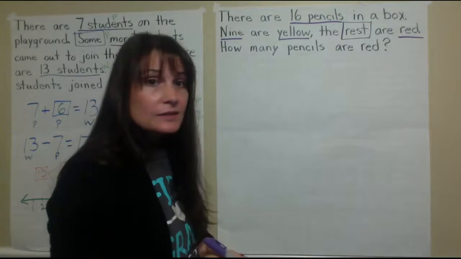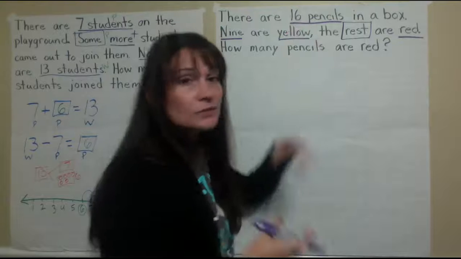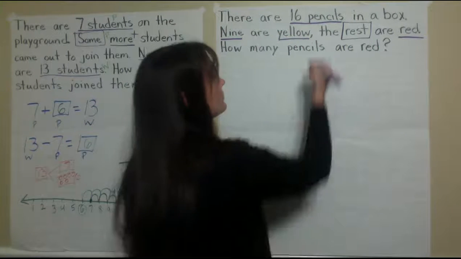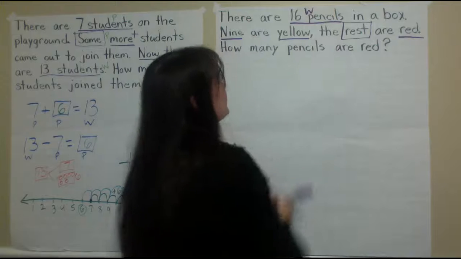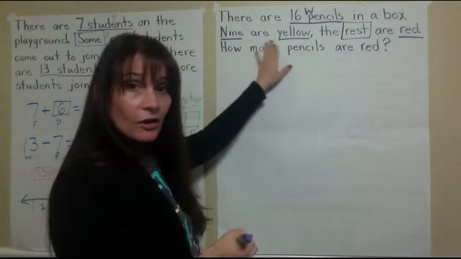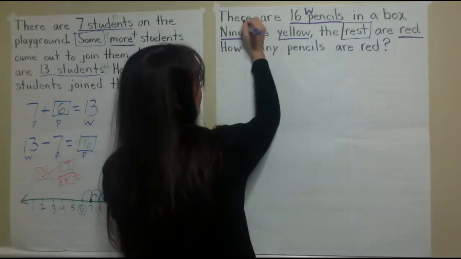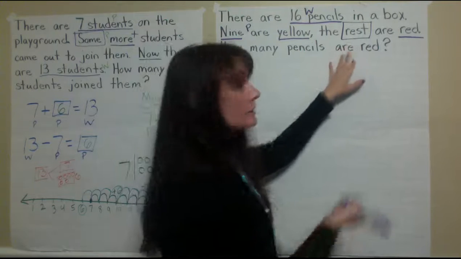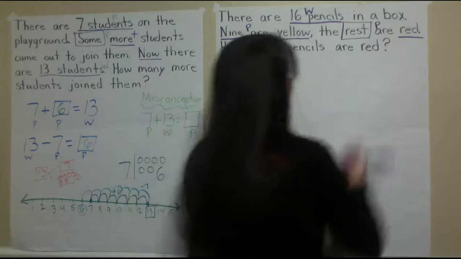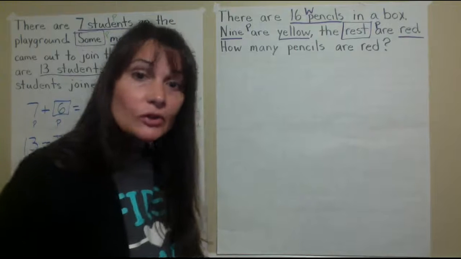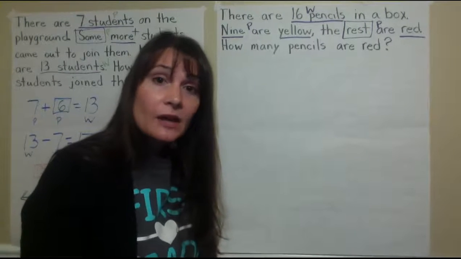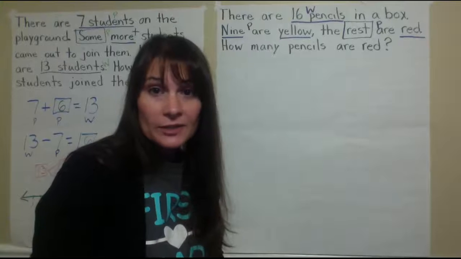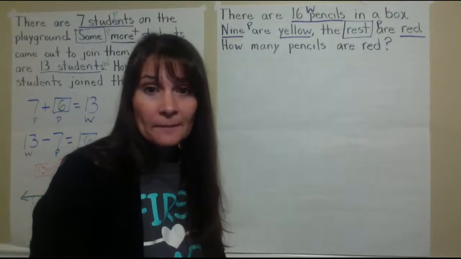So knowing this, if I know there's 16 pencils in all, that number must be my whole. I know that 9 are yellow, so that must be a part. And the rest are red, so that's my other part. What equation could you write to help you find out how many are red? On your paper, write down your equation, and then when you're ready, hit play.